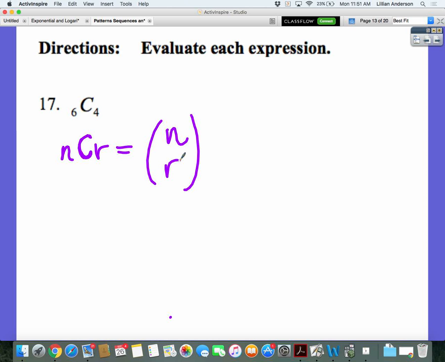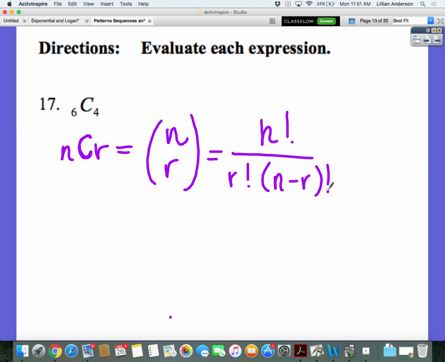That is not calculated. The formula is n factorial all over r factorial times n minus r factorial. So nCr is this. That's what's in your reference booklet.